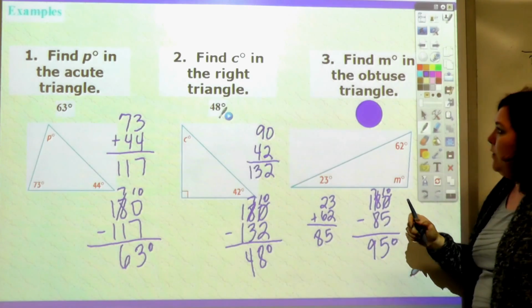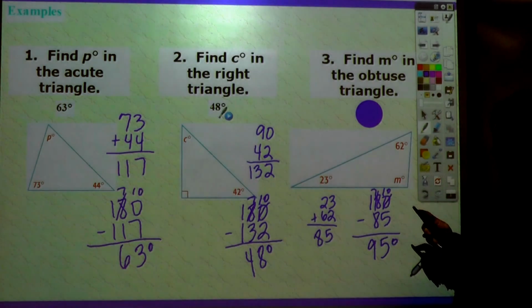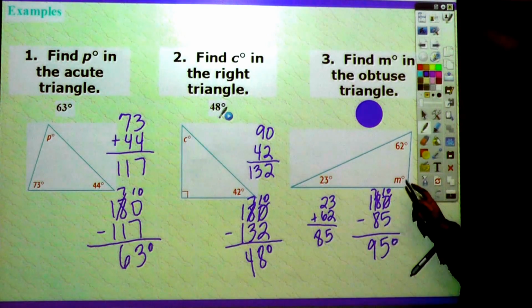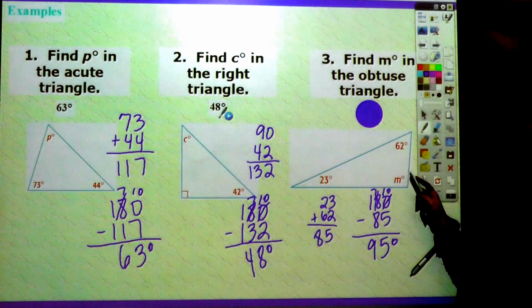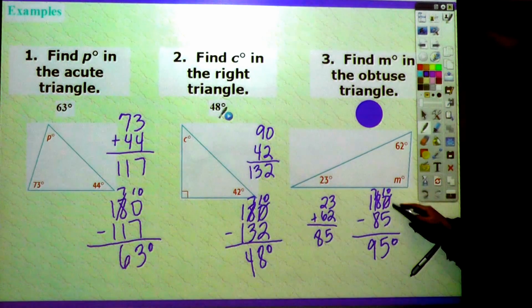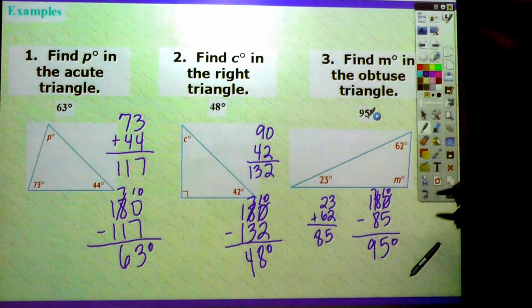And then the last one is an obtuse angle, so I added these up, and that's going to add up to 85, and I know that my answer's got to be 90 or greater than 90, and so I did get 95. So those are the correct answers.